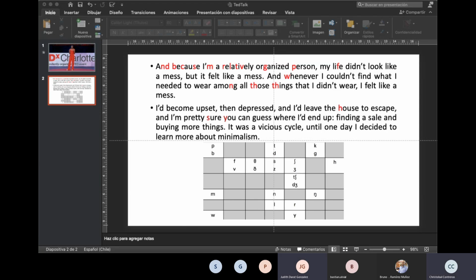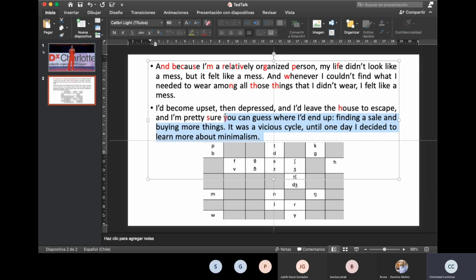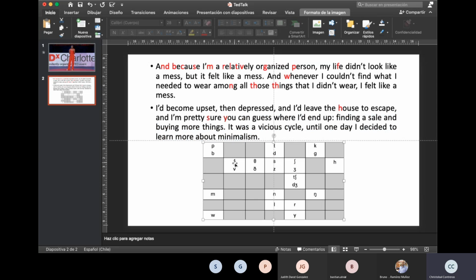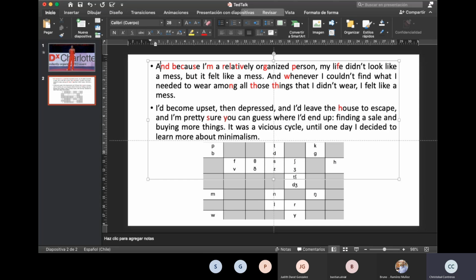Hello. Yes, we can see it. This is the script of the TED Talk. So I put here the chart of the consonant sounds just to guide in some way. In the first sentence, we have, "And because I'm a relatively organized person," and the first consonant sound that I found was N, this one here, and this is an alveolar, voiced, and nasal sound.